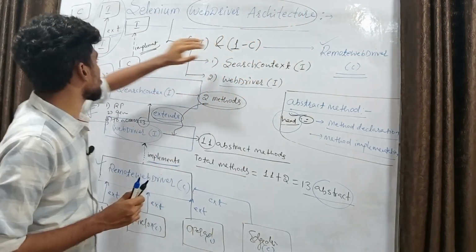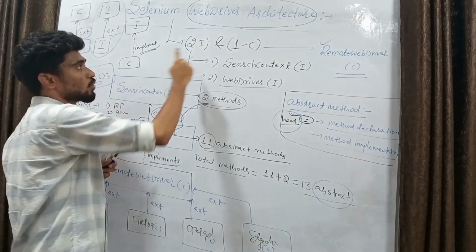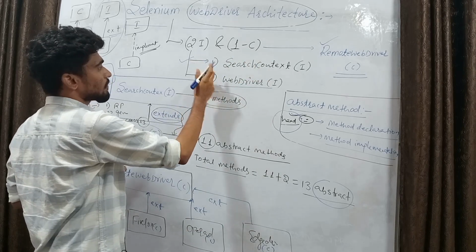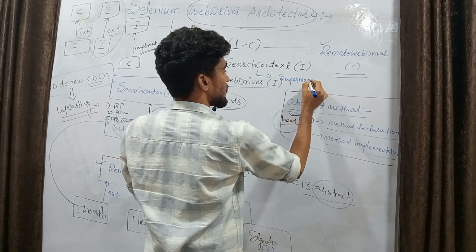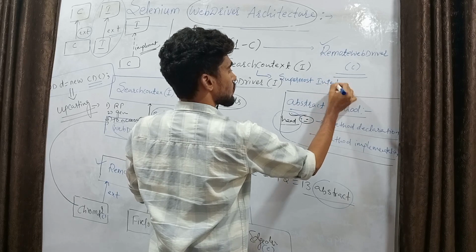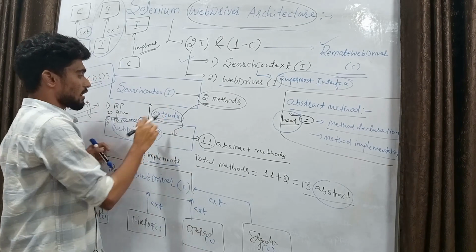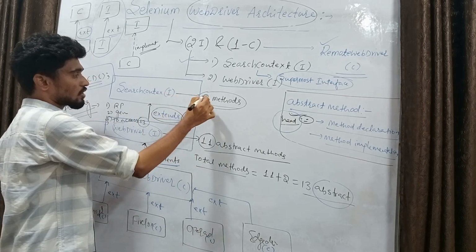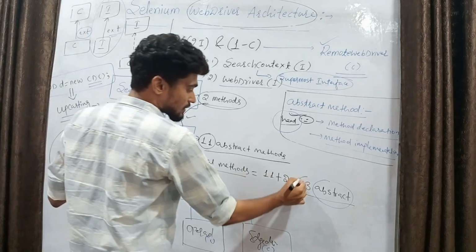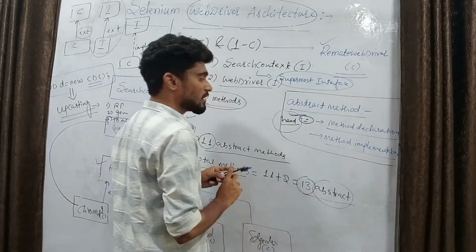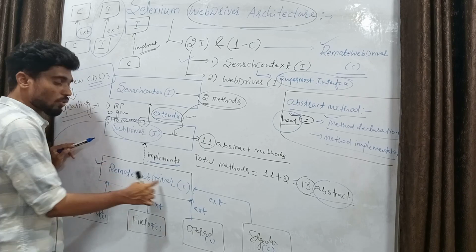If someone asks you how to explain the Selenium WebDriver architecture, first of all, it contains two interfaces and one class. The first interface is SearchContext, which is also called the supermost interface in Selenium. The second is the WebDriver interface. These two interfaces are joined by using the extends keyword, so that two methods from SearchContext are inherited to the WebDriver interface, so the total methods are 13. And these 13 methods are abstract, having only declaration, no implementation, but the implementation is provided by the RemoteWebDriver class.